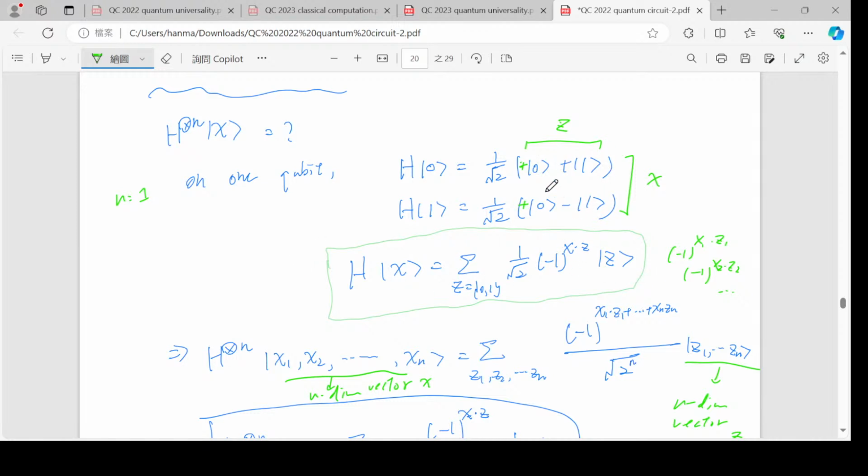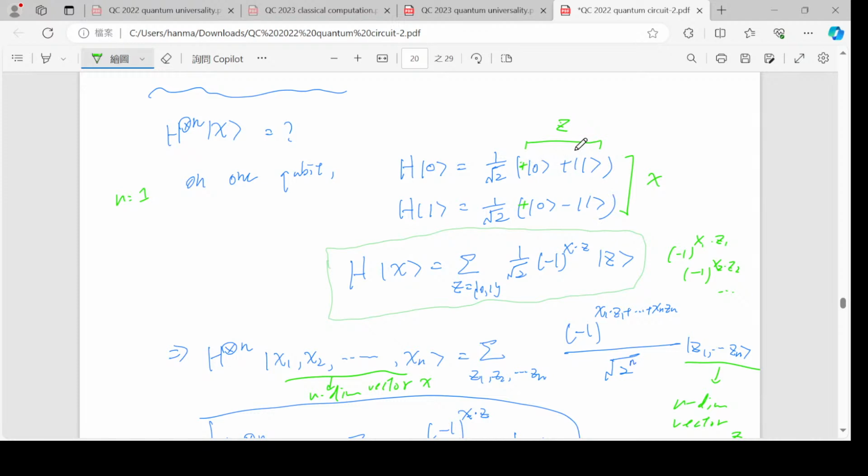But we have some phase here. So what are the possible phases? The phase is +1 here, +1 here, +1 here, and -1 here. So you get a -1 only when x equals 1 and z equals 1, and you can express that as x times z, because x and z are either 0 or 1.